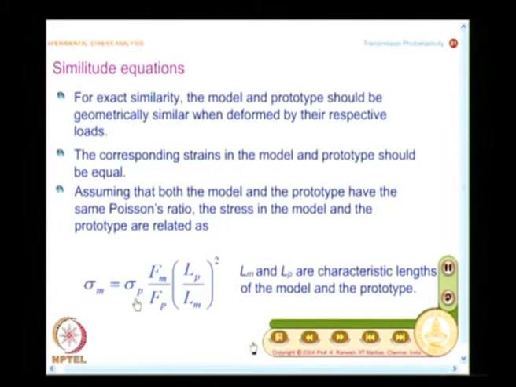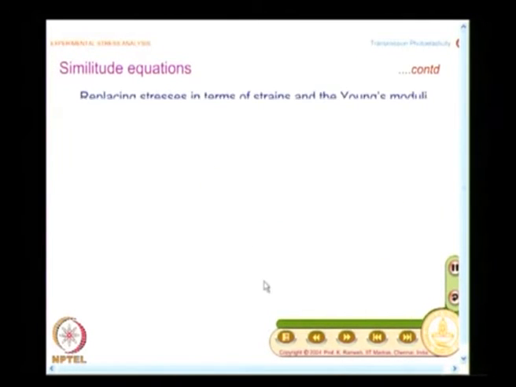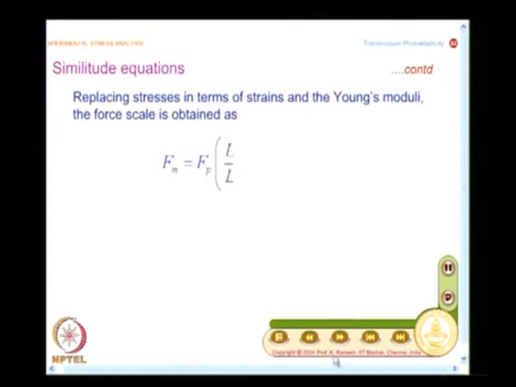Our goal is to find out the load that I want to apply on the model. I want to do that in such a fashion that, when deformed, the model and prototype have similar strains. This is what we are looking at. So that will bring in the elastic constants. How does the equation look?